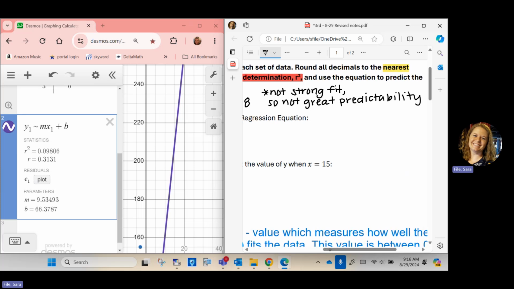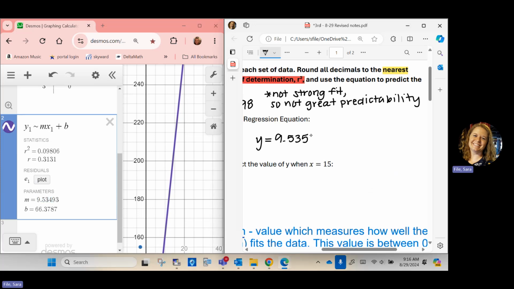So my equation, my M is 9.535 if I'm rounding to hundredths. Okay, so make sure you round this correctly. Remember, thousandths is 3 places, but you look at the next one, that 9, it's going to round that 4 up to a 5. So that's my M. I've got X plus, and then my B is 66 point, and then rounded, that would be 379. So that's my regression equation, okay?